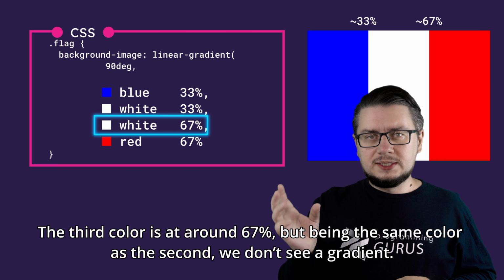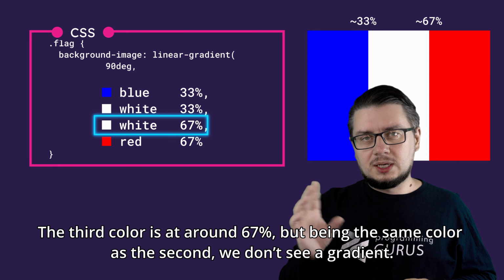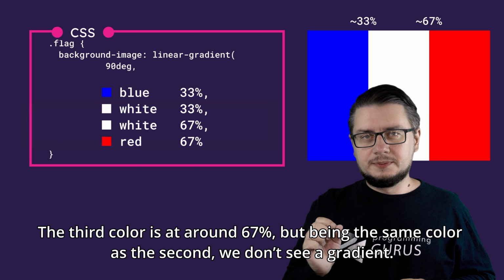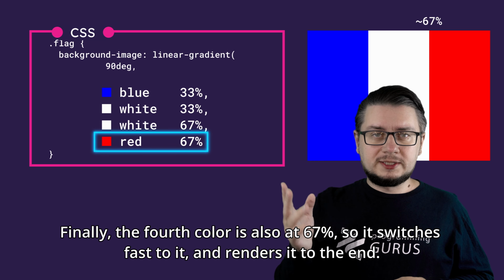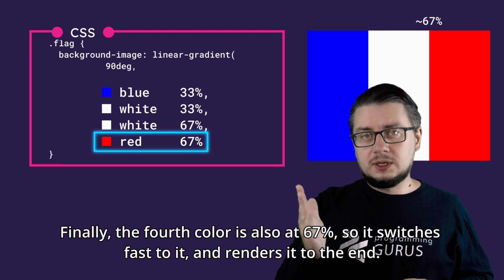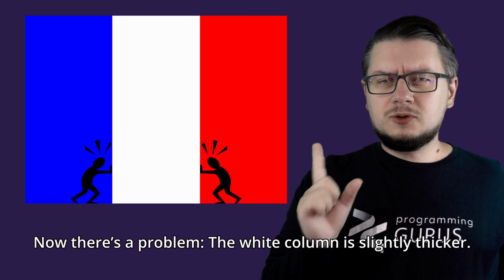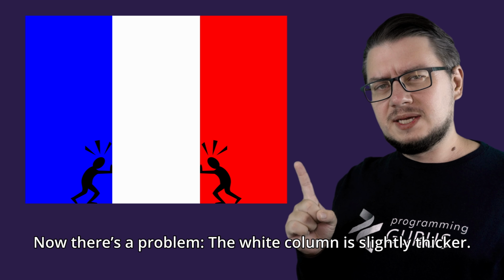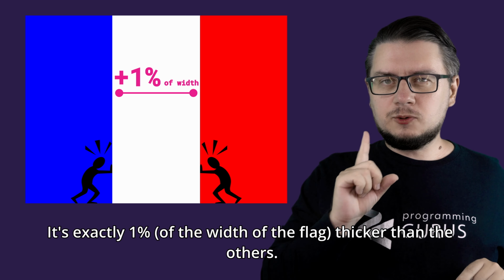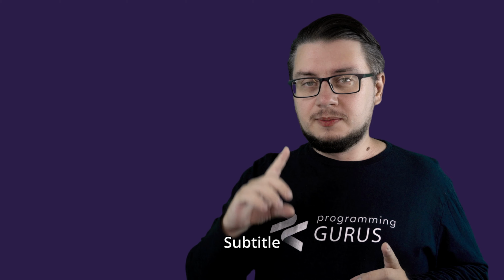The third color is at 67%, but being the same color as the second color, we don't see a gradient. Finally, the fourth color is also at 67%, so it switches fast and renders it to the end. Not to brag because I thought of it, but that's quite clever. Now there's a problem. The white column is slightly thicker. It's exactly 1% thicker than the other colors. We're engineers and we like things to be precise.